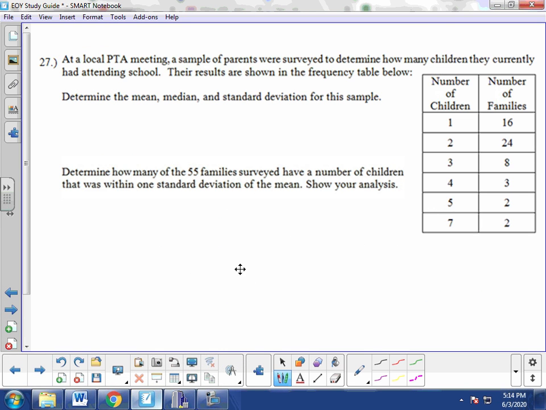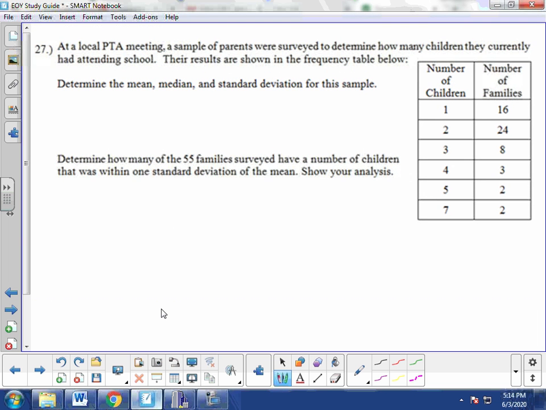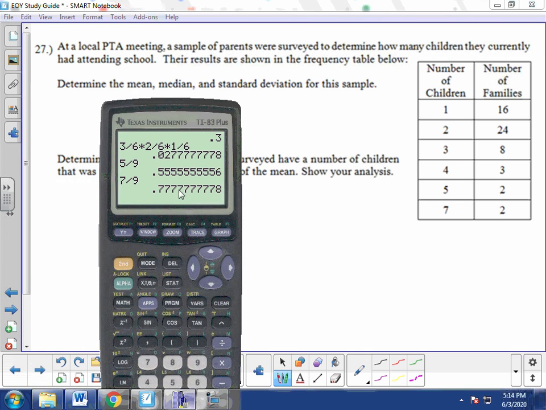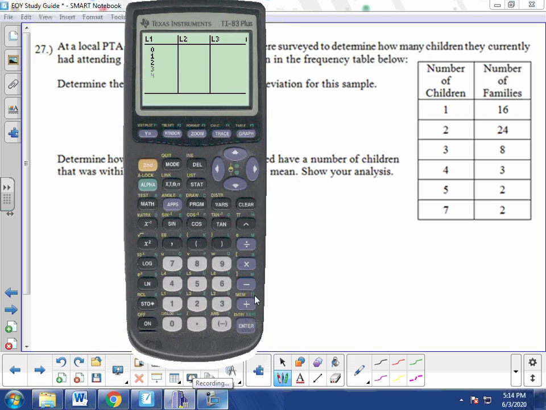Problem 27 said at a local PTA meeting, a sample of parents were surveyed to determine how many children they currently had attending school. The results are shown in the frequency table below. So in the first question, we want to determine the mean, median, and standard deviation for this sample. Notice this word sample. So we want to hit the statistics key. We want to go to edit. We want to make sure that we clear out everything that's in there, and we want to enter our list.